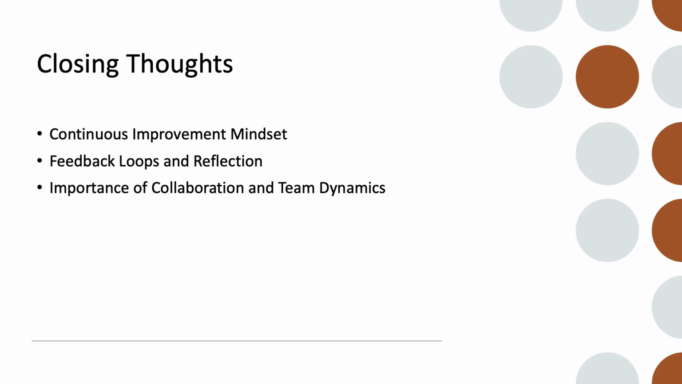Feedback loops and reflection enable teams to learn from past experiences and adapt their approaches accordingly, so their code review practices evolve over time. Ultimately, code reviews are not just about finding and fixing defects, but also about promoting collaboration, sharing knowledge, and strengthening team dynamics. By following best practices and embracing a collaborative mindset, teams can leverage the power of code reviews to deliver high-quality software that meets the needs of users and stakeholders alike.